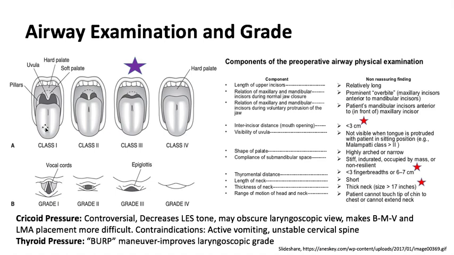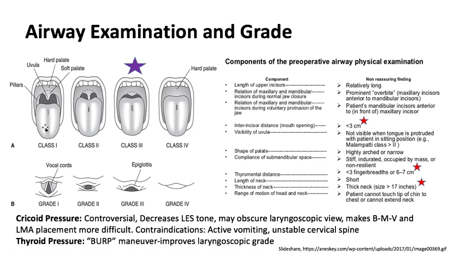There's some controversy about it because when you apply cricoid pressure, it decreases the lower esophageal sphincter tone. And if lower esophageal sphincter tone is decreased, there's a potential risk, at least, for regurgitation of the stomach contents. Cricoid pressure, especially if it's applied improperly, can obscure laryngoscopic view and make it harder to see the glottic opening. It can make bag mask ventilation more difficult and laryngeal mask airway placement more difficult. And if someone's actively vomiting or there's an unstable cervical spine, it's contraindicated.